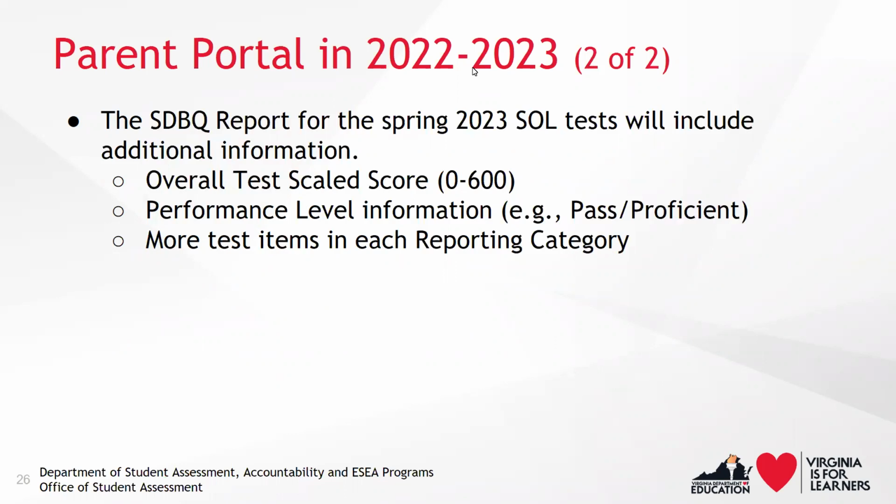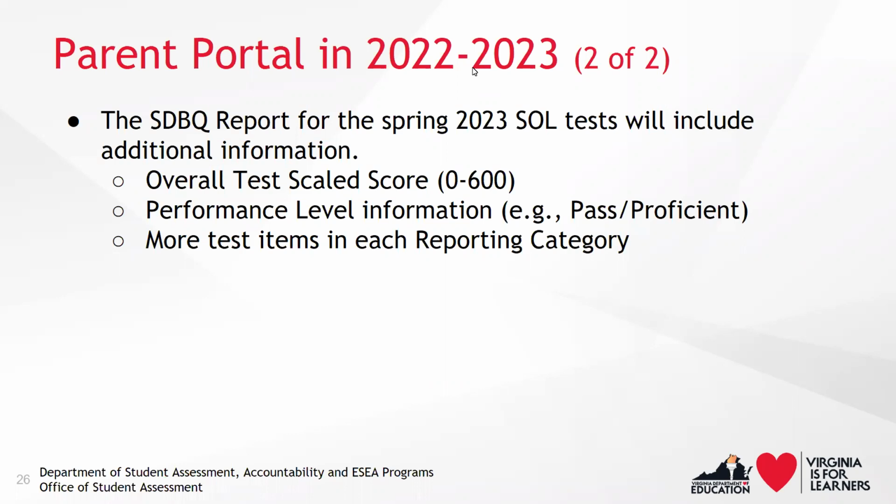As we noted earlier, the SDBQ report for the spring SOL test will include additional information that was not part of the SDBQ report for the fall and winter growth assessments. Additional information provided in these reports includes an overall test scaled score, reported on a scale from 0 to 600, and the performance level that corresponds to that overall test scaled score: pass advanced, pass proficient, fail basic, or fail below basic.